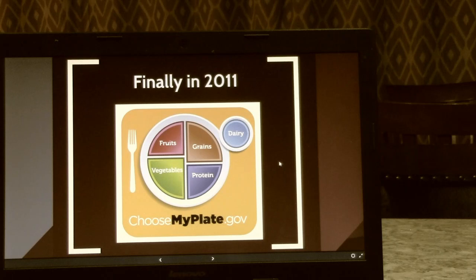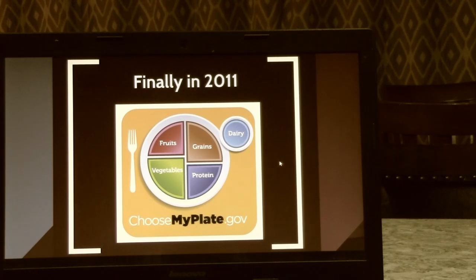The ChooseMyPlate.gov website has a ton of resources and links to use for yourself, your family, your friends. If you're a professional doing any kind of nutrition education with children or families or adults, there are lots of resources on this website that you can use. Education materials that can be printed off, interactive games, tools for analysis.